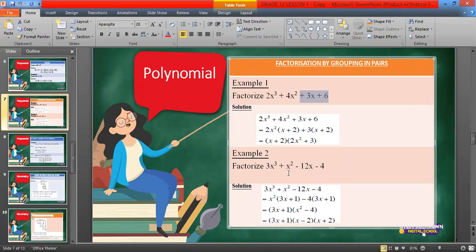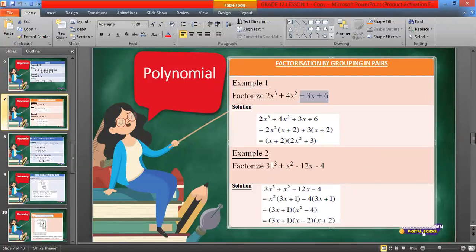Or sometimes you need to regroup. Sometimes when you group them, if it's not going to work out for you by giving you a common term, then you may need to do regrouping. All right. But in this case now, we have 3x cubed plus x squared minus 12x plus 4.